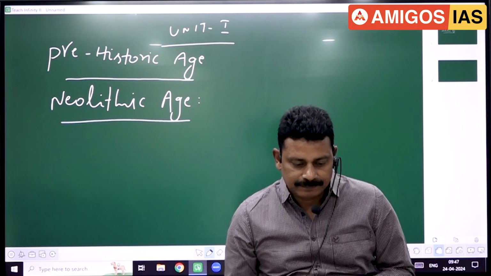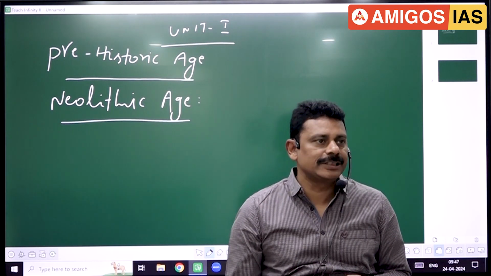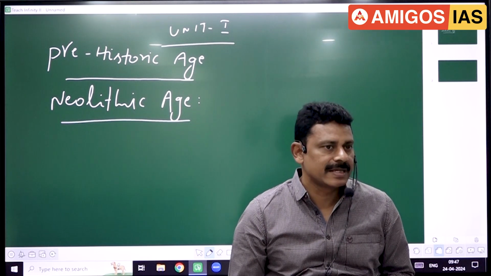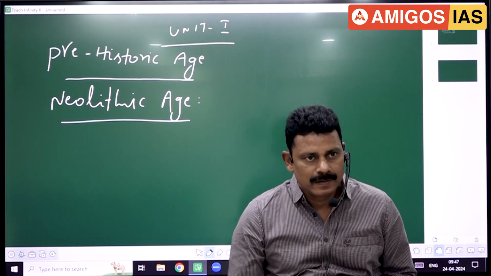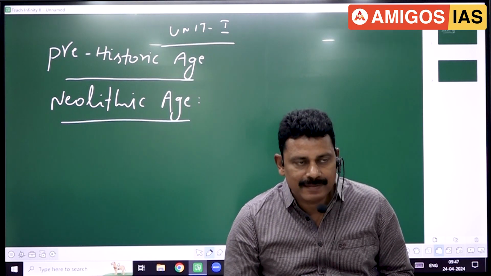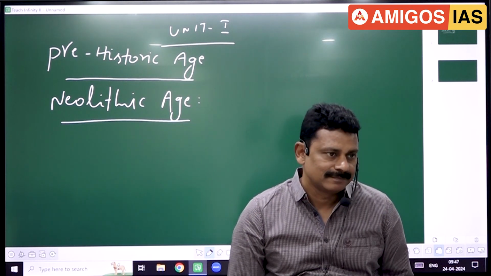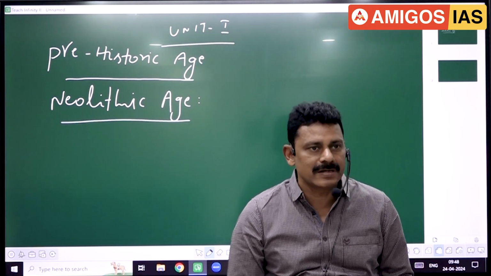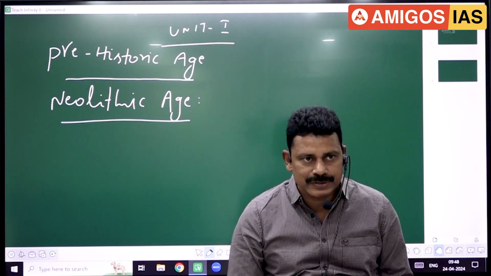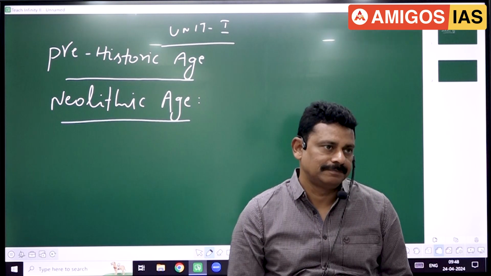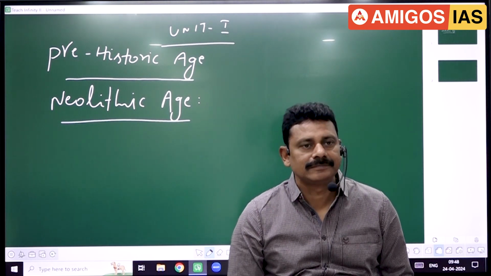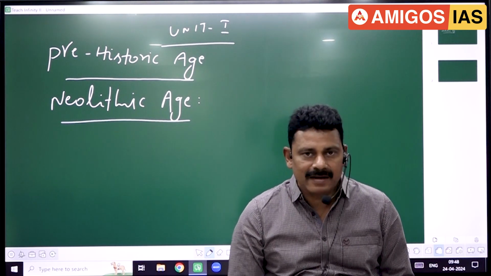First of all, domestication of animals. This domestication of animals can be seen in Indian history in the Mesolithic period itself, but here in the Neolithic period it was started. Domestication of animals. Agriculture. Beginning of agriculture.